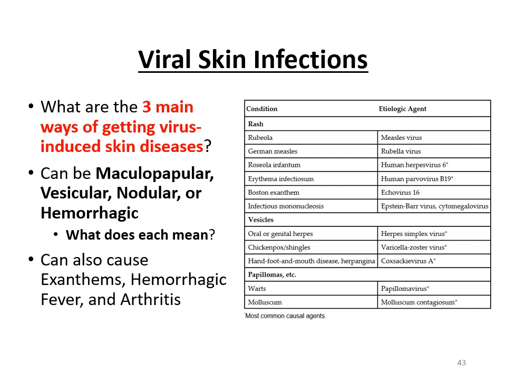The last bullet point here shows that sometimes skin infections can cause a whole bunch of systemic symptoms. So exanthem is basically a widespread rash across your whole body, and it can include things like fever and whatnot. Hemorrhagic fever, now you know hemorrhagic, anytime you see that, there's massive bleeding involved. And then arthritis, you have inflammatory issues. Why would you have inflammatory issues? Well, again, your immune response.